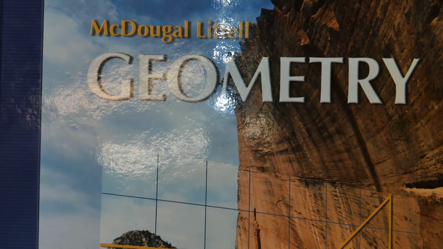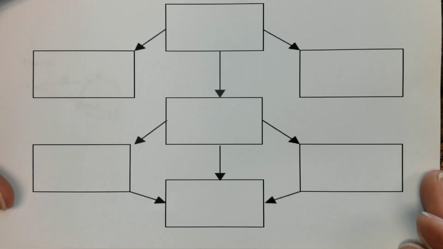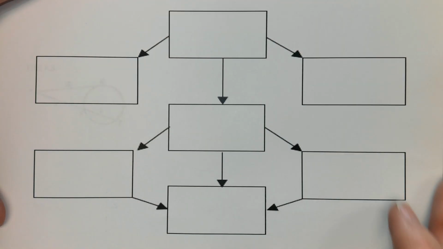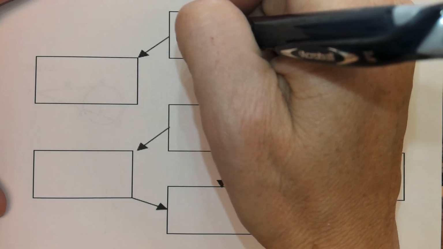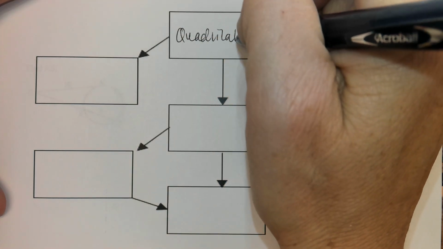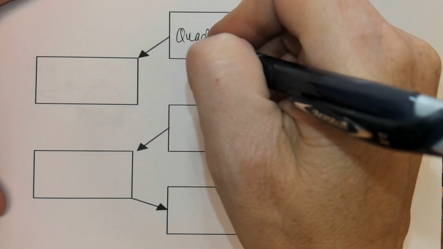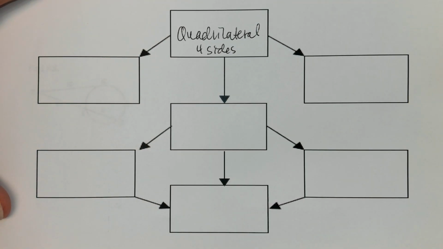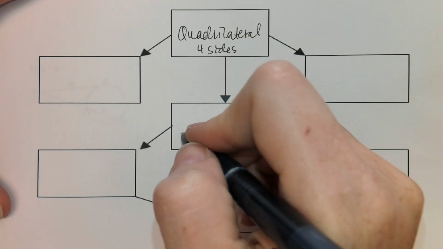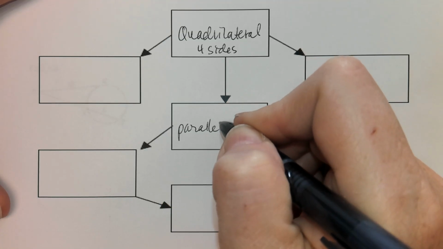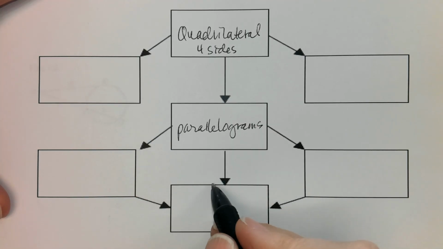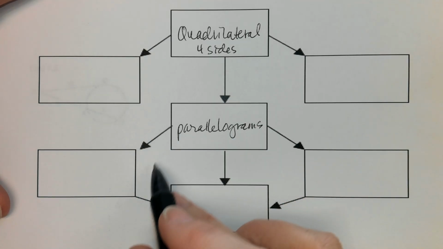At the end of your notes, you just have a little web map that we're going to put all 7 shapes in and how they're connected. So the grandfather of the whole thing is a quadrilateral. Its only distinguishing feature is that it has 4 sides. So all of these shapes have 4 sides. That's a pretty basic definition. And then we dropped down to our parallelograms because they touched the most other shapes. So all of these shapes are connected.